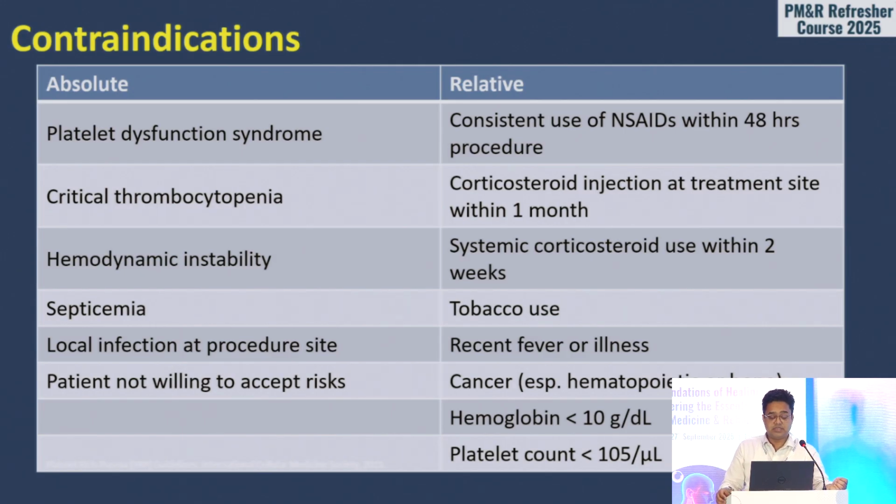Some relative contraindications: consistent use of NSAIDs within 48 hours of the procedure, because it hampers the action of PRP. Corticosteroid injection at the treatment site within 1 month. Systemic corticosteroid use within 2 weeks. Tobacco use, recent fever or illness, any cancer, hemoglobin less than 10, and platelet count less than 1 lakh.